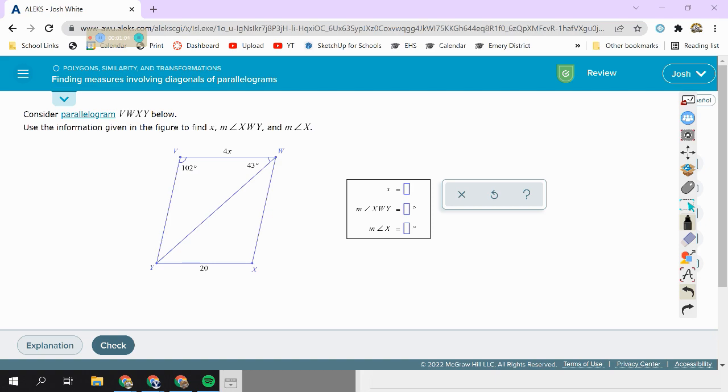Find the value of x and then find angle XWY. So XWY would be this angle. And then the measure of angle X, which is this one. Well, what value of x will satisfy that parallelogram? So 4x and 20 have to be equal. 4x equals 20, divided by 4, and you get 5. So little x is 5. Okay. What about angle X?